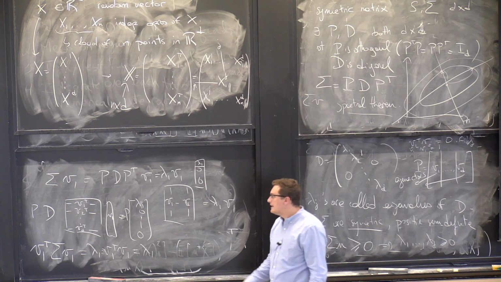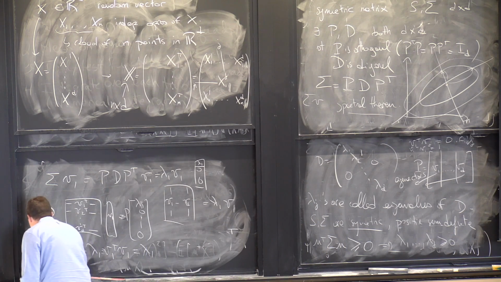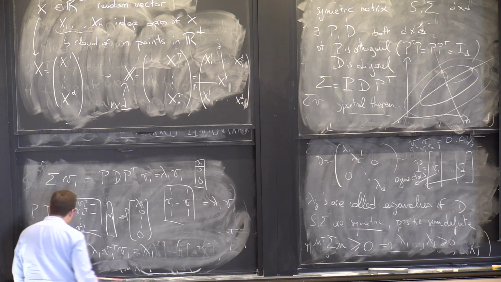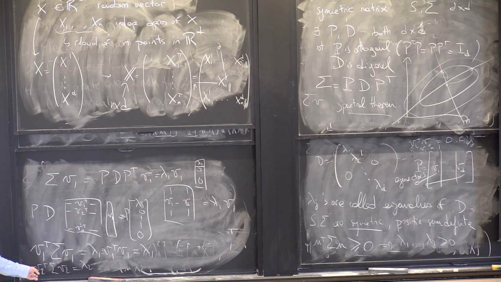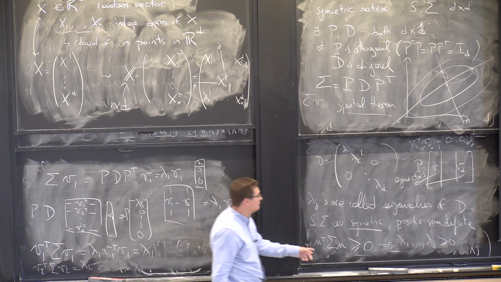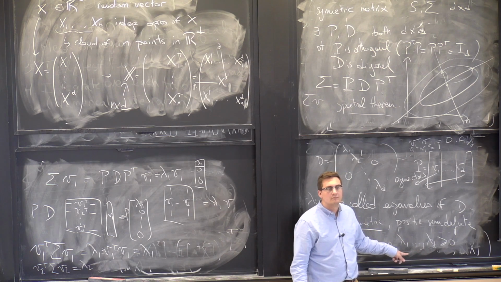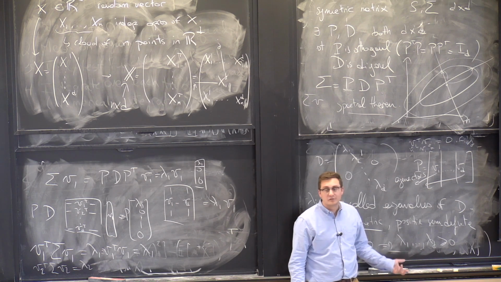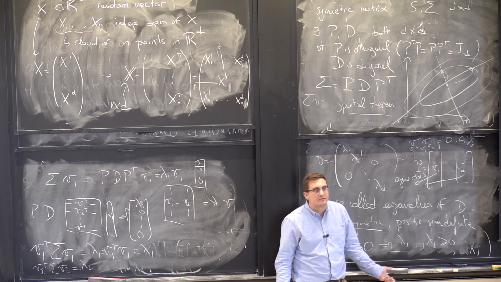And if I do the same with V2, clearly I'm going to get V2 transpose sigma V2 is equal to lambda 2. So for each of the Vj's, if I look at the variance along Vj, it's exactly given by those eigenvalues. All right? Which proves this, because the variance along the eigenvectors is equal to the eigenvalues. Since they're variances, they have to be non-negative.